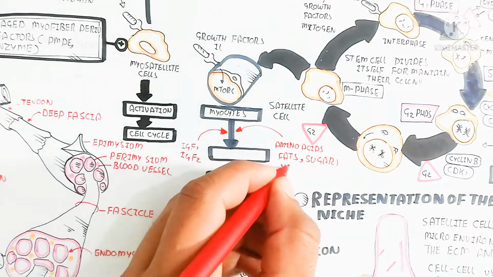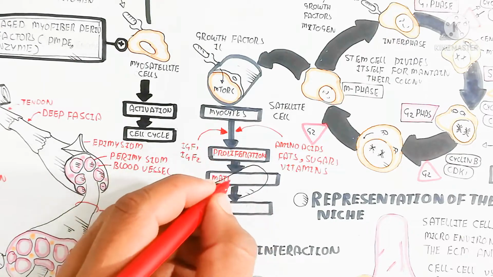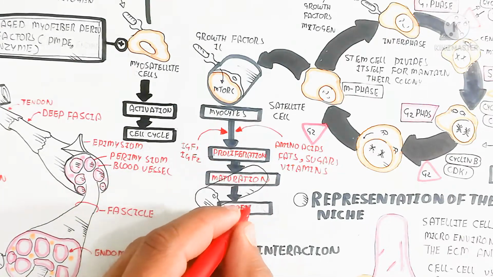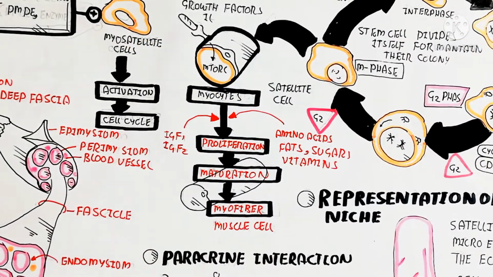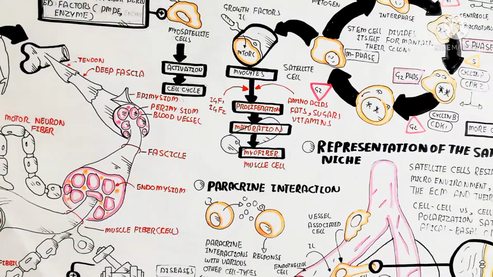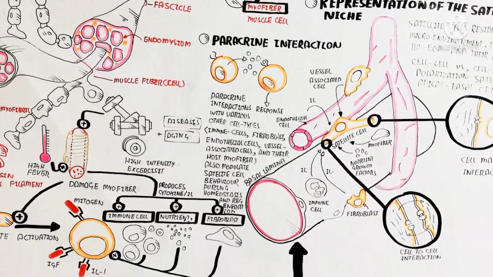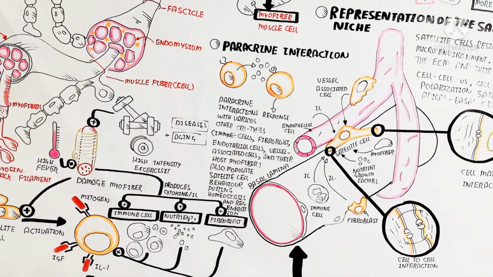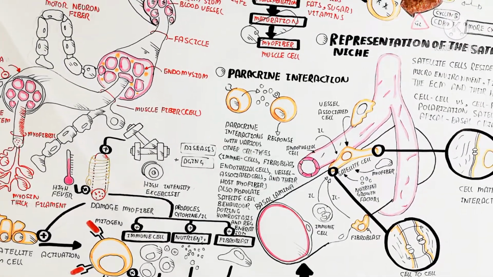So these myocytes basically need insulin-like growth factor 1, insulin-like growth factor 2, amino acid triggering, fats, sugars, and vitamins. All these things are required for maturation, and the myofiber will occur, that is the mature muscle cell, and that is why muscle maturation and muscle formation will occur. That is muscle atrophy to hypertrophy.